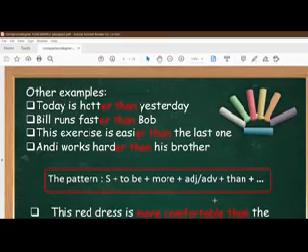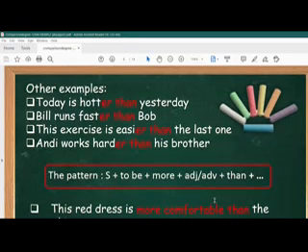Then comes the next one. Today is hotter than yesterday. So yesterday and today are being compared here. Faster than Bob, easier than the last one. A particular exercise was easier for you, and then something worse came. Andy was harder than his brother. See, harder.